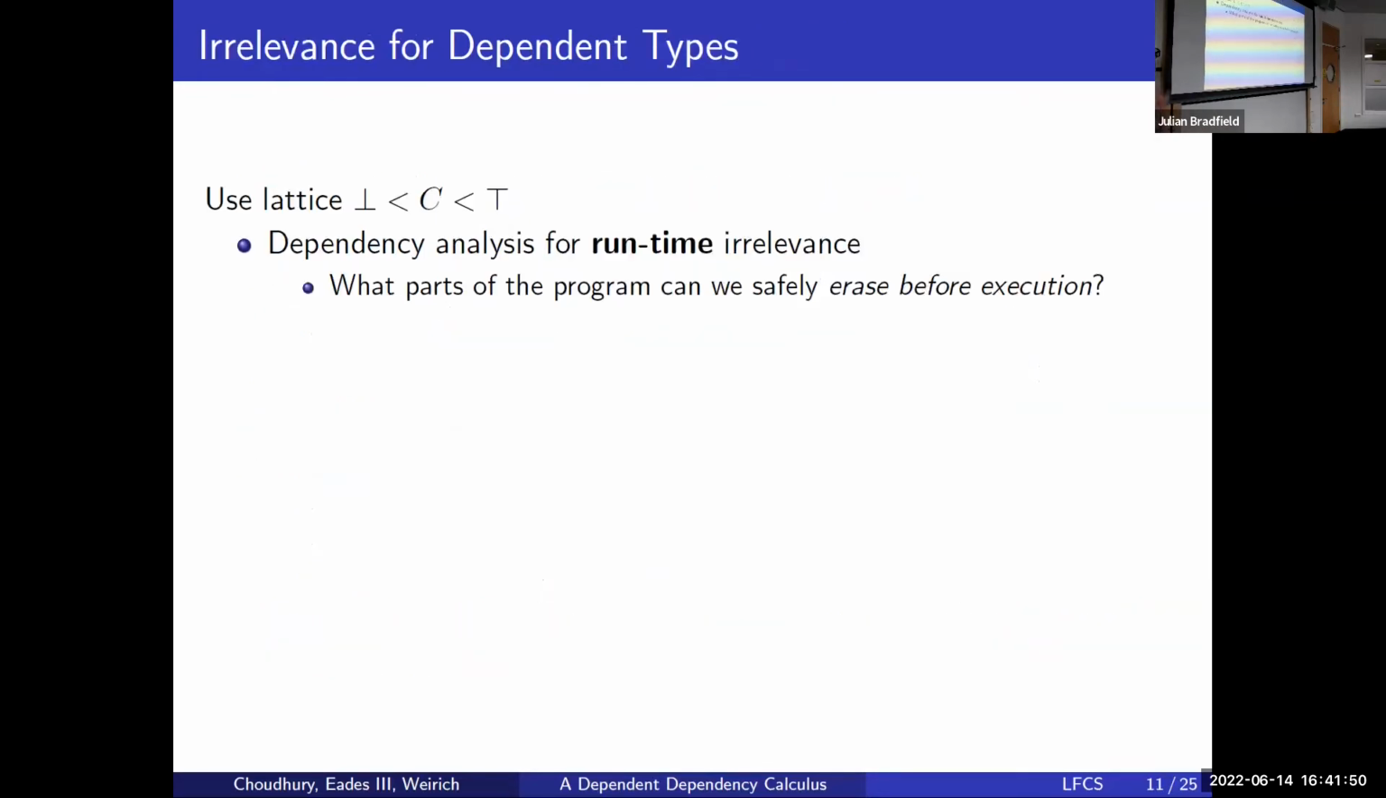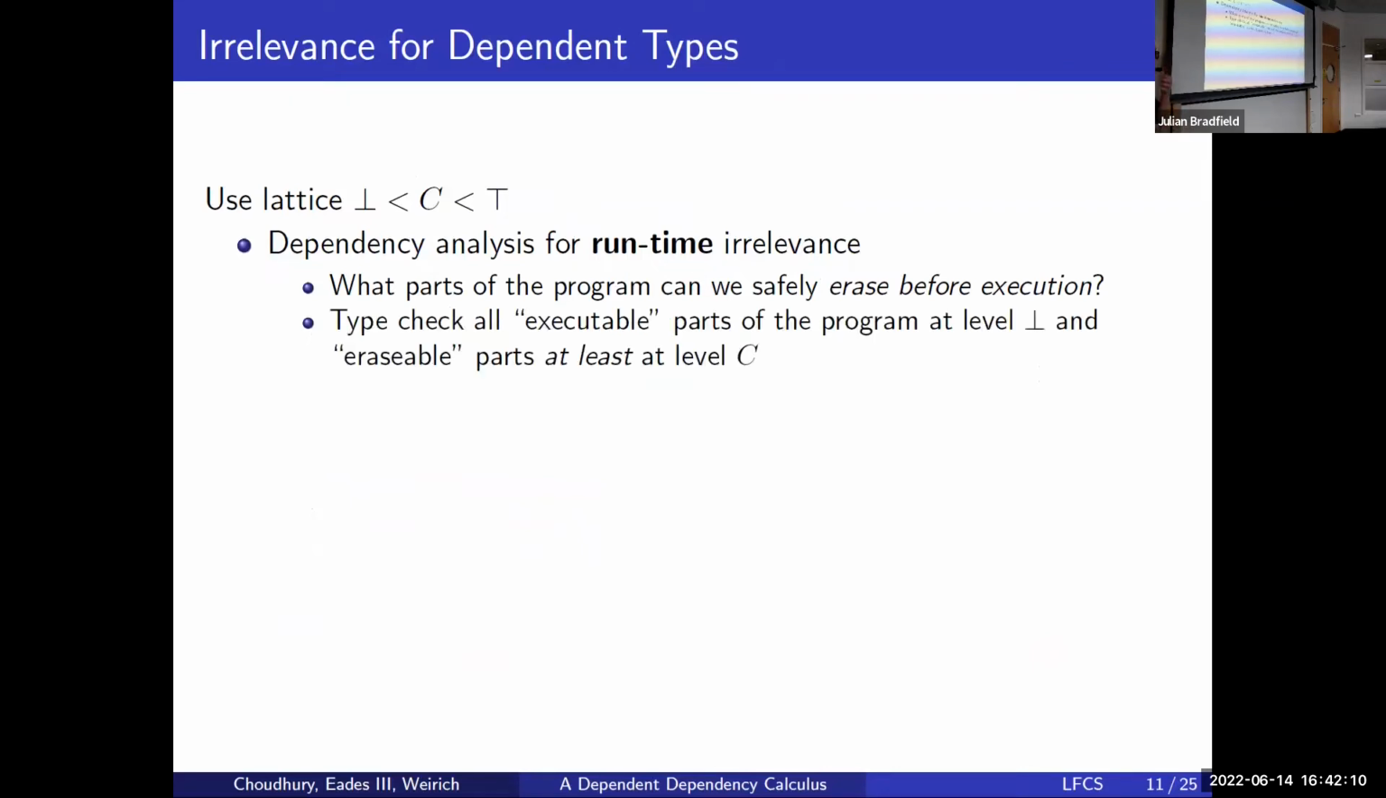Okay, so I'm using this lattice. Now let's think about a specific lattice with only 3 points in it: bottom, C, and top. We're going to use it for runtime irrelevance. When we use it for runtime irrelevance, we're asking the question, what can we safely erase? We're going to type check anything that we intend to run at the lowest level, and everything else is going to be erasable. The results about non-interference assure us that we didn't erase too much, that everything that remained is only what we needed to actually run the code.